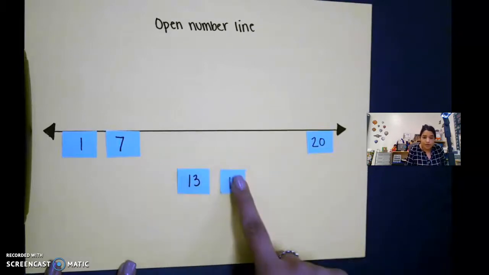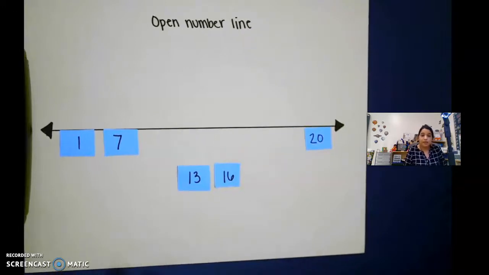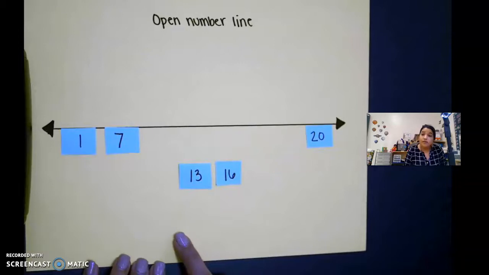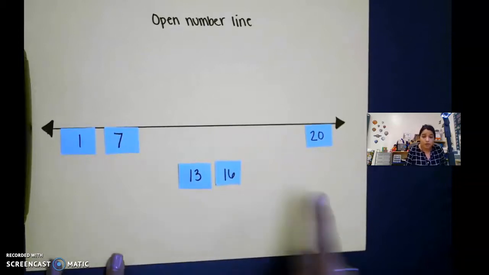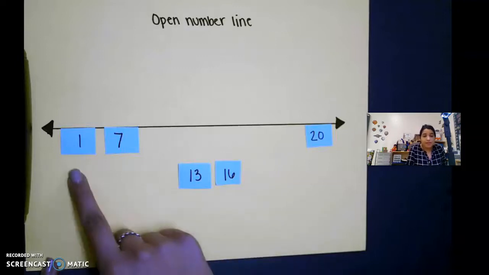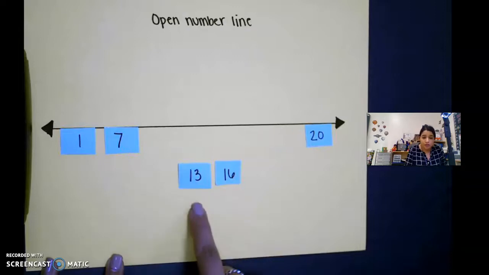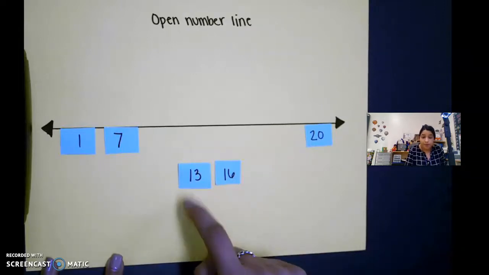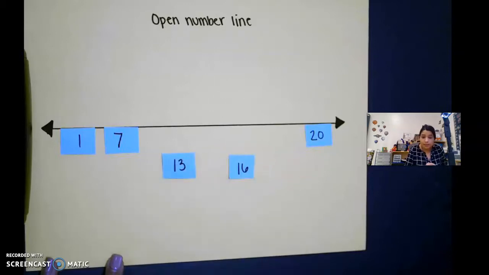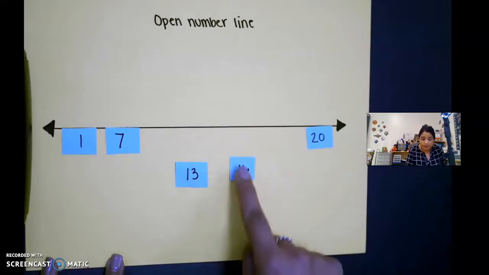Now we have these three numbers. So let's see. There's two ways we can think about this. You can always count 1 to 20. So we could always count 1, 2, 3, 4, 5, 6, 7, 8, 9, 10, 11, 12, 13. So I have 13 that comes before 16, right? So the number 13 comes before the number 16.